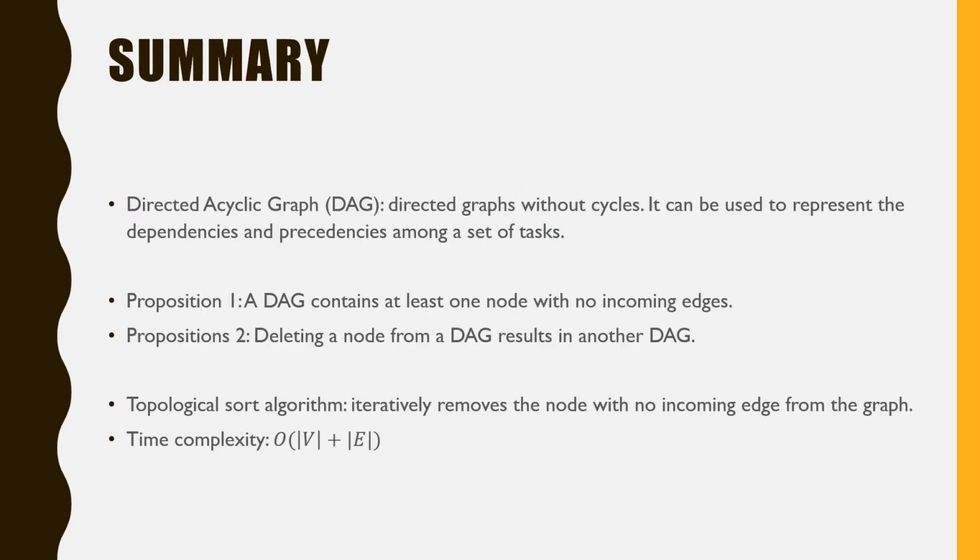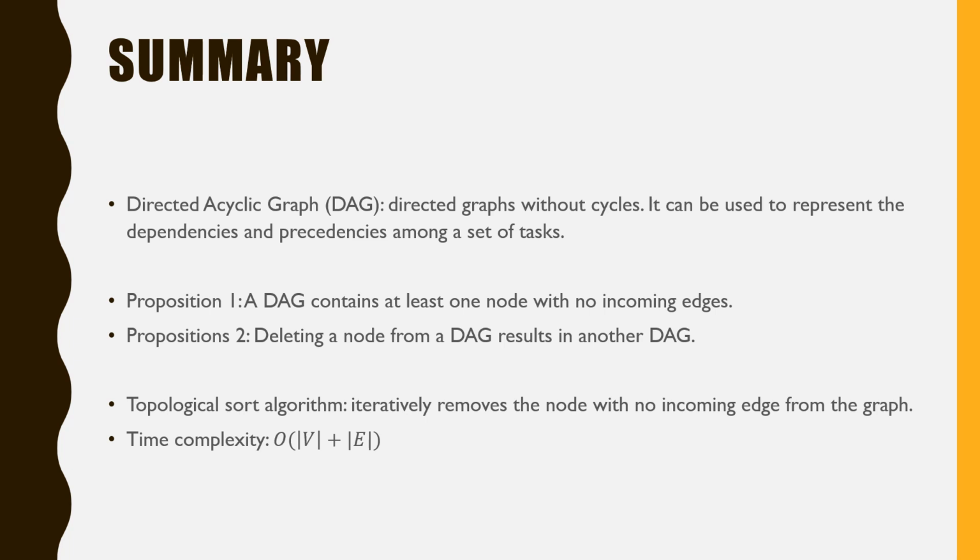In this video, we introduced the topological sort algorithm for DAGs. A DAG is a directed graph with no cycles, commonly used to represent task dependencies and precedence constraints. A topological sort of a DAG provides an ordering of nodes that ensures all tasks can be completed while respecting dependency rules.